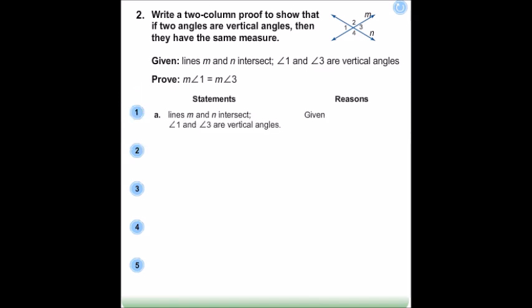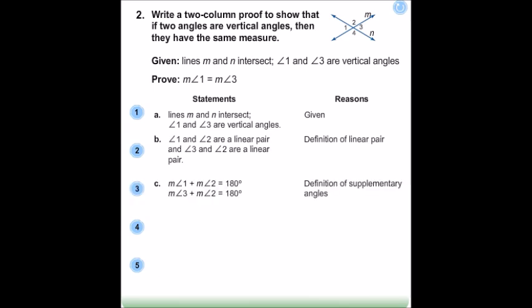Our first step is to divide our paper into two columns. On the left, we have our statements, and on the right, we have our reasons. We know that lines M and N intersect, and angles 1 and 3 are vertical angles. The reason is that information is given. Step 2, angles 1 and 2 are a linear pair. Angles 3 and 2 are also a linear pair by the definition of a linear pair. They make a straight line together.